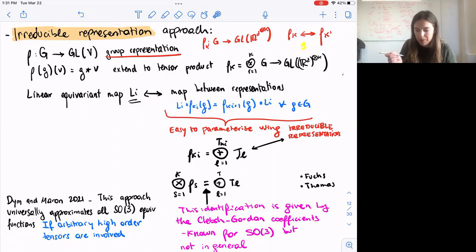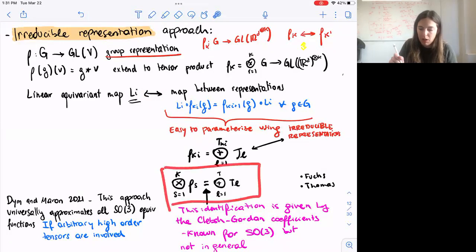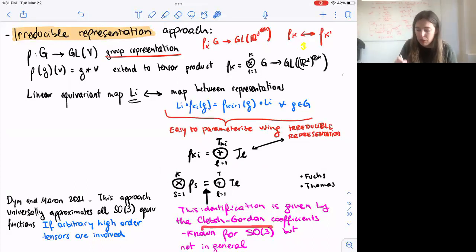The hardest part of this approach is to write the decomposition of your representation into irreducibles, in particular the action with respect to this tensor. In order to do that, people use these Clebsch-Gordan coefficients, which are sometimes hard to compute for general groups. There's a couple of implementations that I haven't used, one by Fuchs and one by Thomas. These are the first authors of these papers, where they implemented it for SO3. And there are some proofs that say that this approach universally approximates all SO3 equivariant functions if you're allowed to use arbitrarily high order tensors. So it's kind of a hierarchy: with higher order tensors you have more expressive classes of functions, something like that.